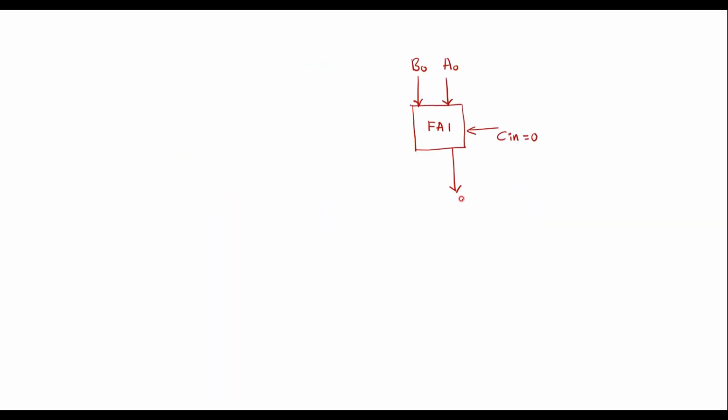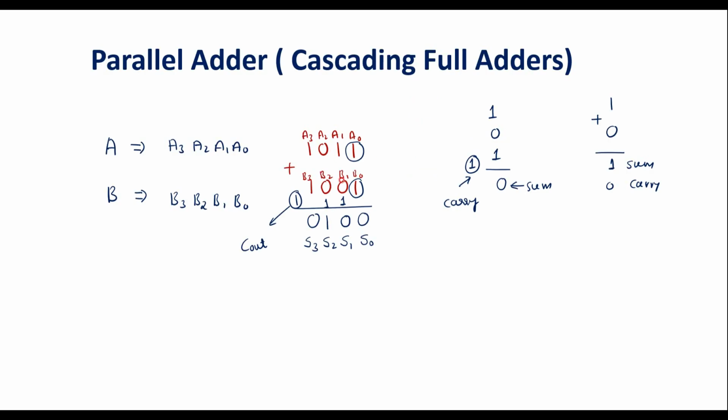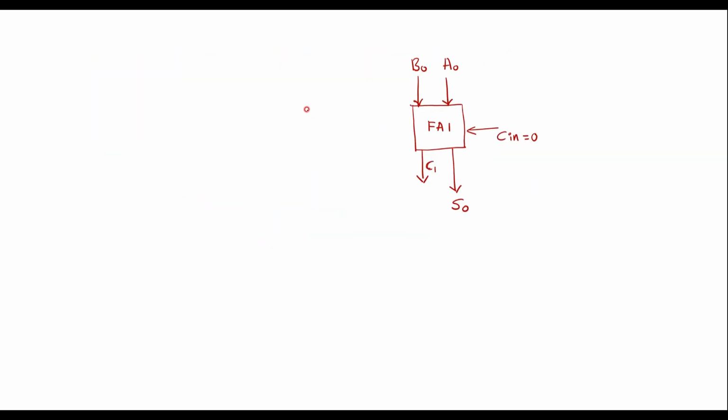It produces S0 and it may produce the carry. I can call it as C1. So now this C1 will act as a carry input for the next full adder, because now to add A1 and B1 I should use one more full adder. Let me draw one more full adder here. So I should use one more full adder.